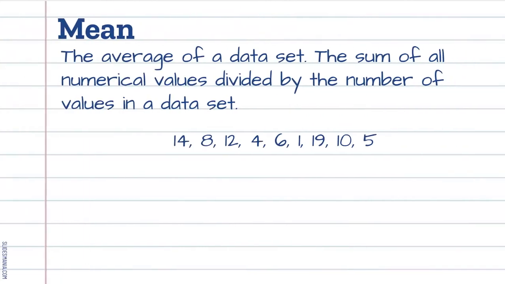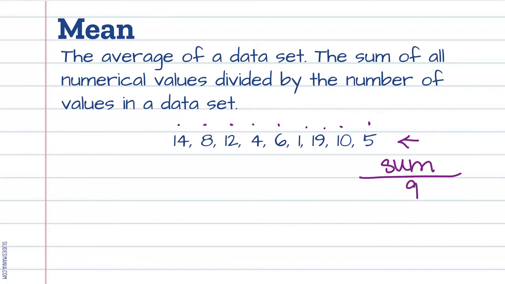The first measure of central tendency that we'll look at is called a mean. Our mean is the average of a data set. This is the sum of all of our numerical values divided by the total number of values in the data set. What this means is that I'm going to find the sum of all of the values in my data set right here, and then I'm going to divide it by the number of values. So I have 1, 2, 3, 4, 5, 6, 7, 8, 9 numbers in my data set.